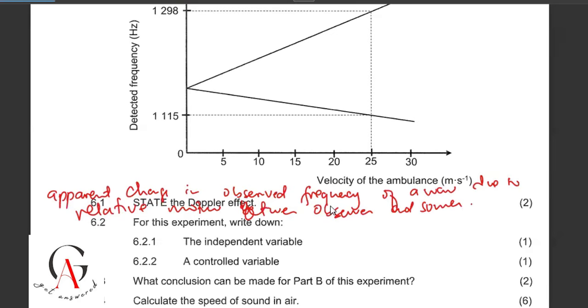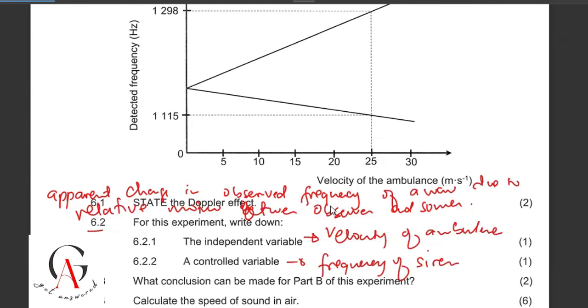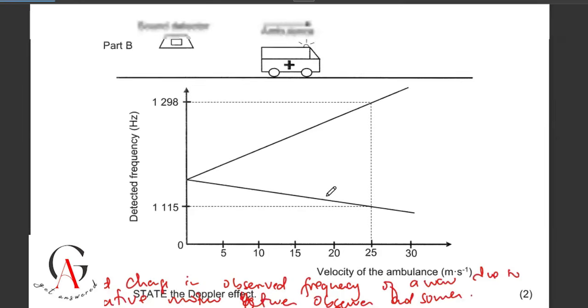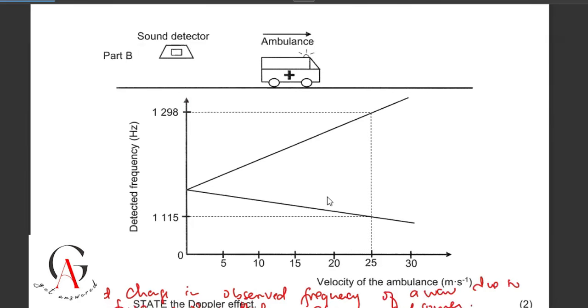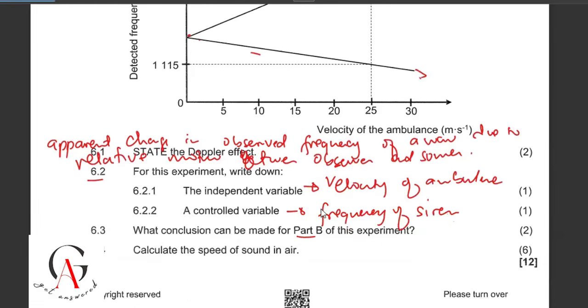Okay, then 6.2 for this experiment, which ones, or what is the independent? That's going to be the velocity of the ambulance. And then the controlled variable is going to be the frequency of the siren or the source. And then what conclusion can be made for part B in this experiment? So the conclusion is that as the ambulance moves away, we're seeing that the detected frequency decreases, okay?